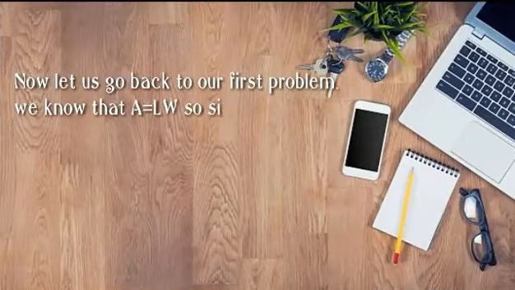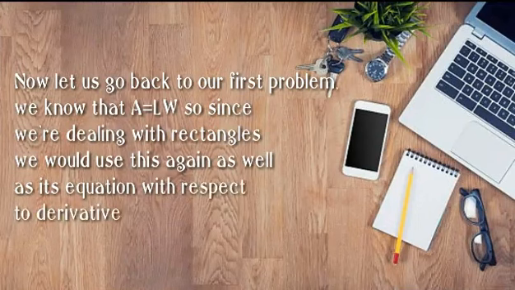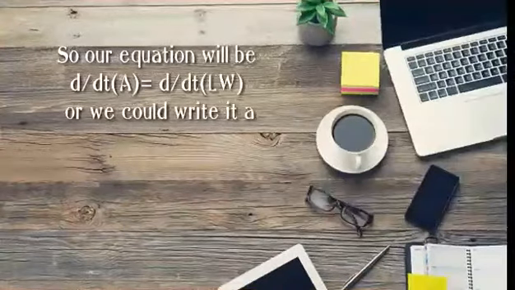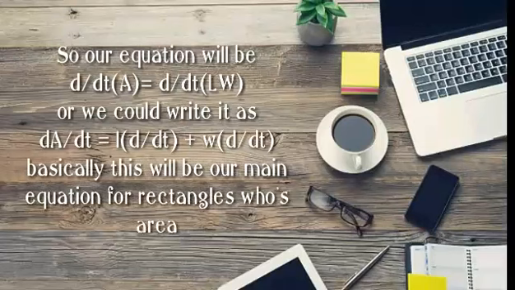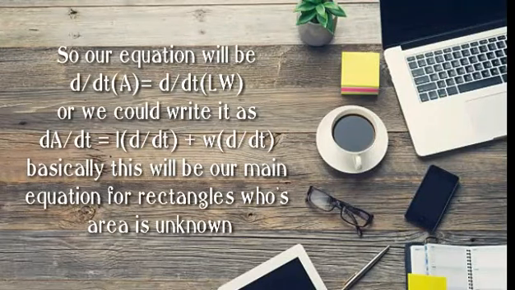Now, let us go back to our first problem. We know that A equals L times W. So since we're dealing with rectangles, we would use this again as well as its equation with respect to derivatives. So our equation will be d over dt of A equals d over dt of L times W, or we could write it as dA over dt equals L times dW over dt plus W times dL over dt. Basically, this will be our main equation for rectangles whose area is unknown.